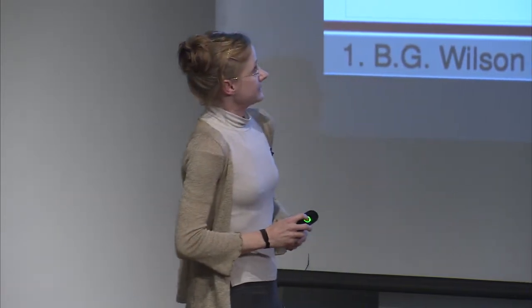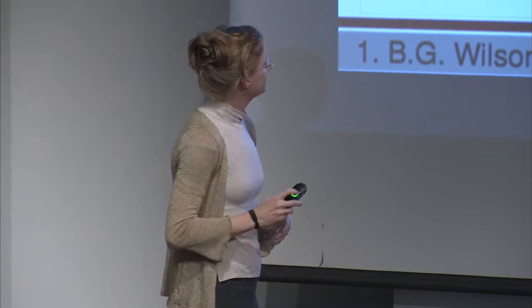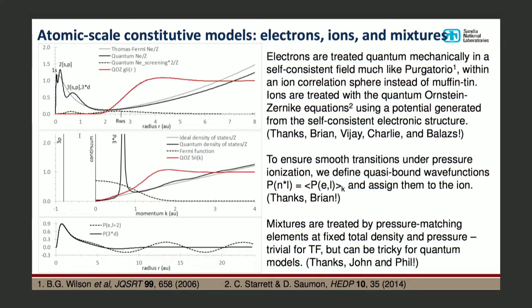This is kind of the basis of the model Purgatorio, which feeds into a lot of the EOS models used here, except instead of a muffin tin, where the potential goes to 0 at the Wigner-Seitz radius, this model feels the effect of other nearby ions with some kind of radial distribution, g of r. And I have to thank Brian Wilson, Vijay Sonnad, Charlie Starrett, and Balazs Rozsnyai, because they helped me implement this kind of model more than I can say. I pretty much just copy their work.